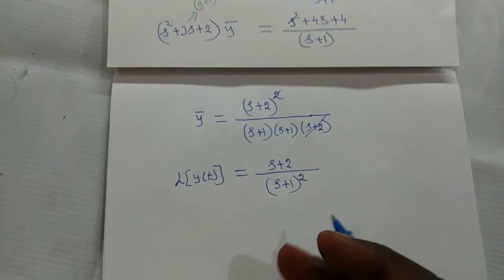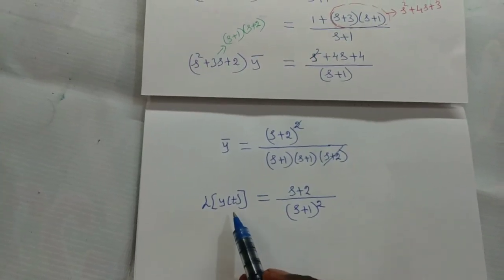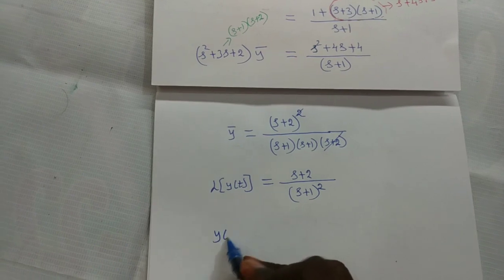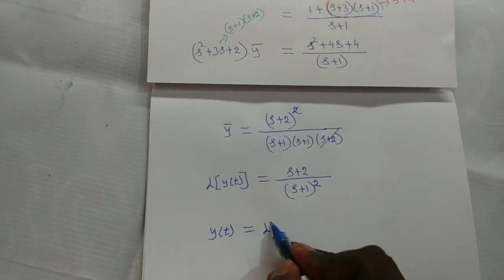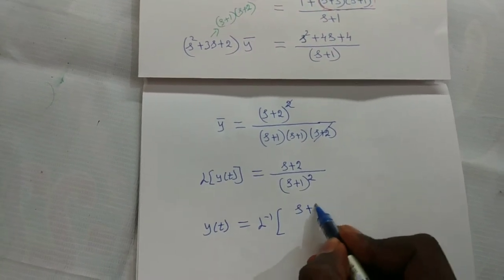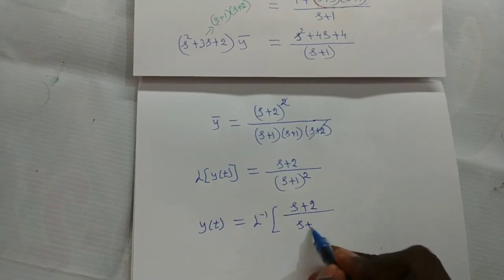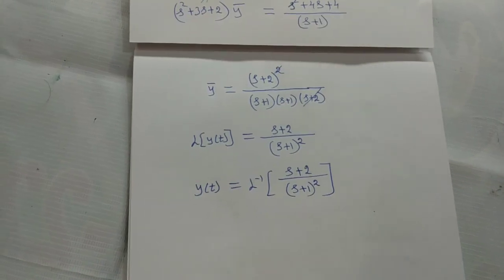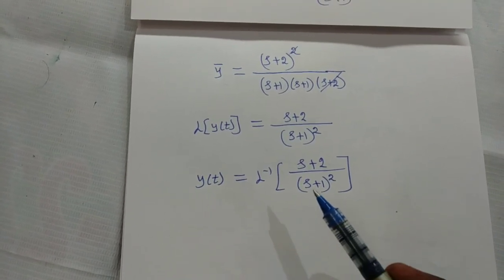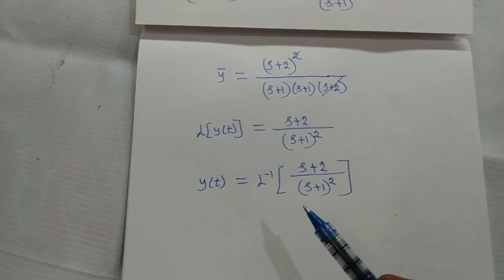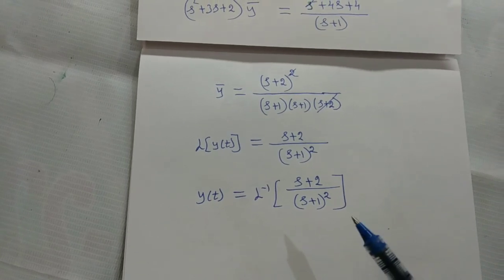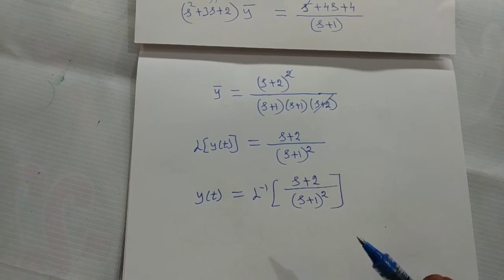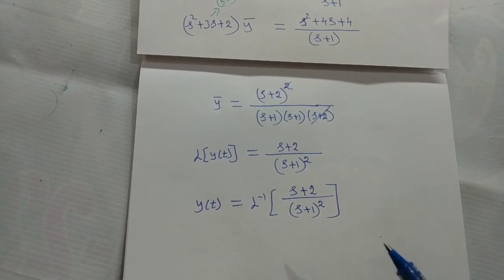Okay, now in the differential equation, the y of t is always the solution. So y of t is equal to L inverse of (s plus 2) divided by (s plus 1) the whole square. Okay, and now I want to find out the inverse Laplace transform of this function. So now here we cannot apply the partial fraction method. So I want to apply some different method.